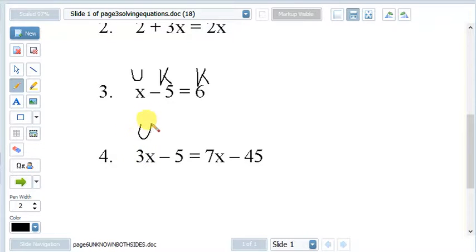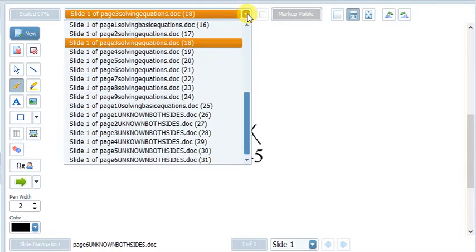3x, it's got a letter in it, so that's an unknown. Minus 5 is just a number, sorry. 7x has a letter in it, so that's a U, an unknown, and minus 45 is a known. Okay, so well done if you got those correct.